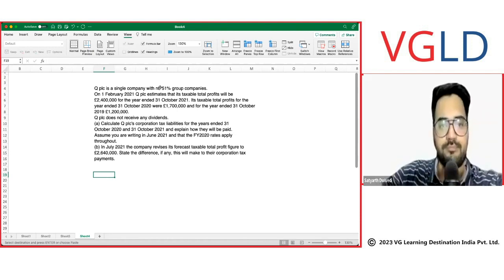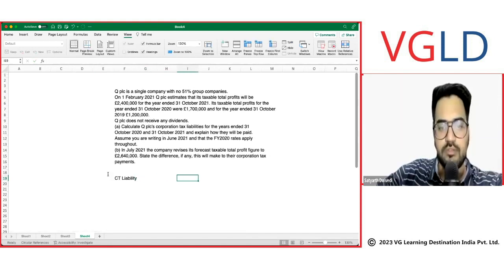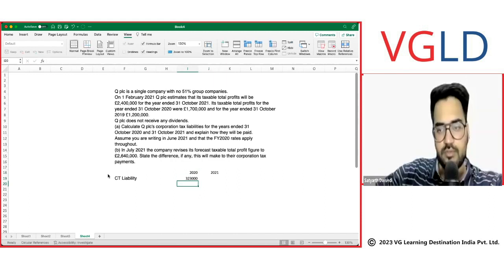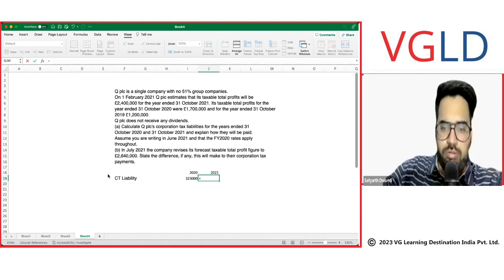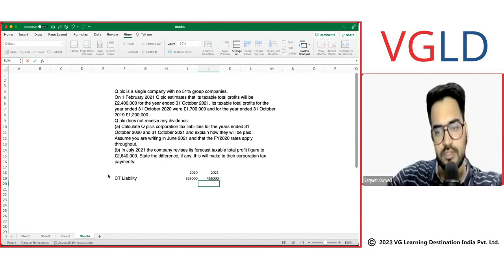Now, my profits are, so corporation tax liability. My corporation tax liability is how much? 2020, 2021. So it is 1.7 into 19%, and then 2.4 million, 24 lakh into 19%, so 4,56,000.